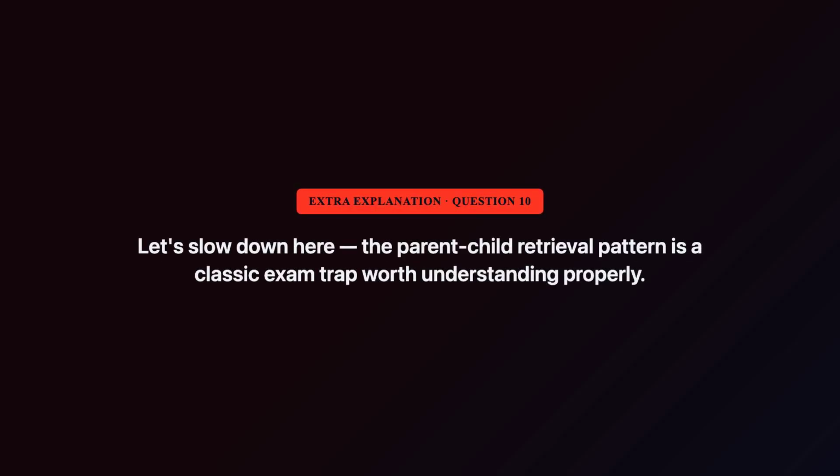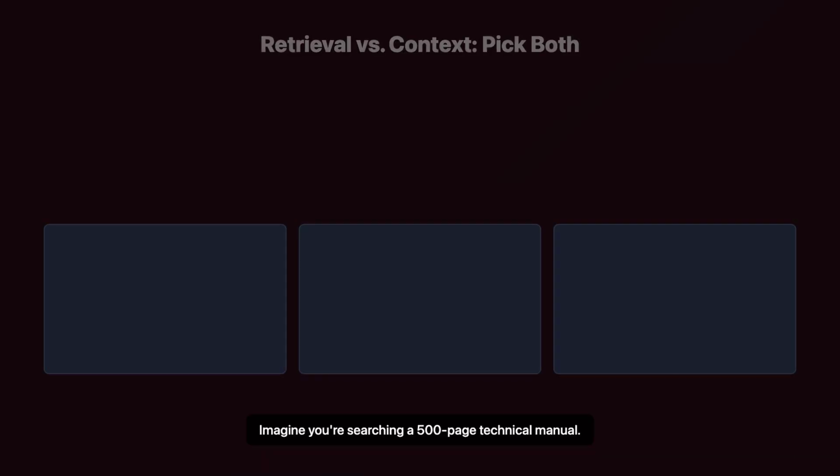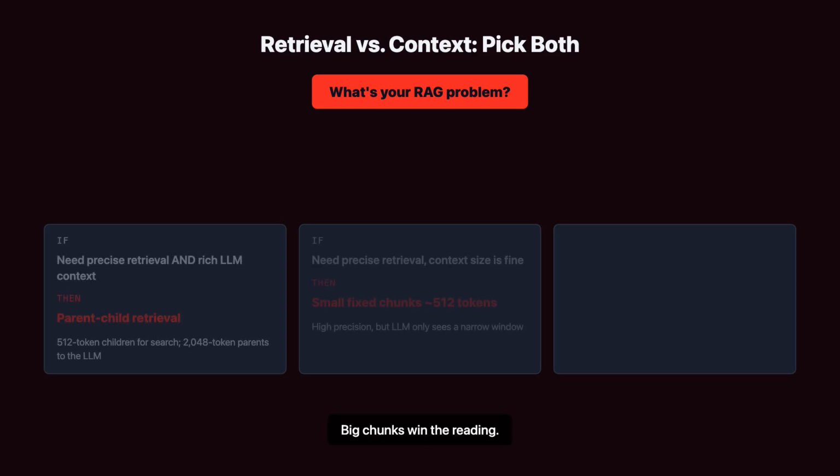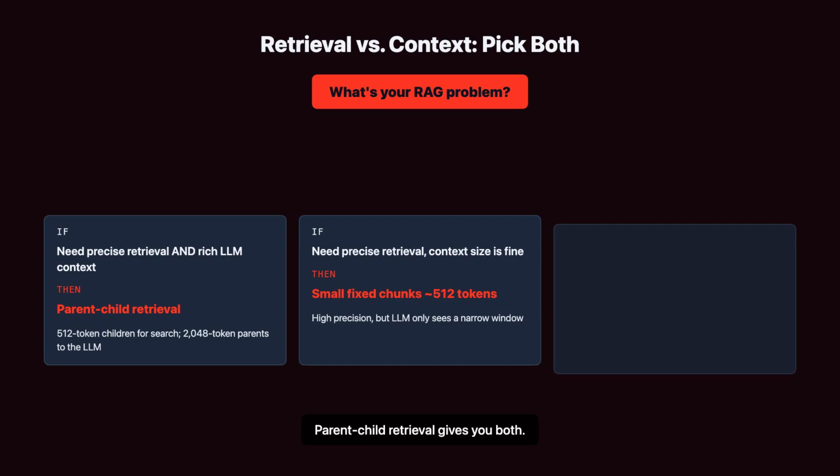Let's slow down here. The parent-child retrieval pattern is a classic exam trap worth understanding properly. Imagine you're searching a 500-page technical manual. You want the search to find the exact paragraph matching your question. That's precision. But the LLM reading the answer needs the full surrounding section. That's context. Those two needs fight each other when you pick one chunk size. Small chunks win the search. Big chunks win the reading. Parent-child retrieval gives you both.